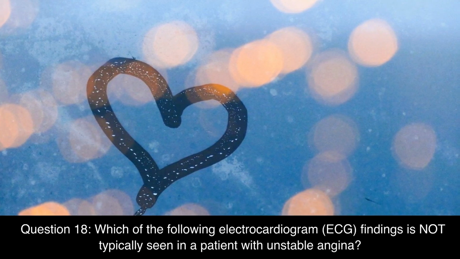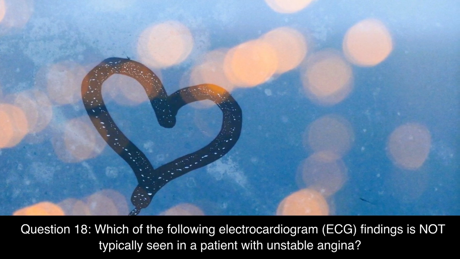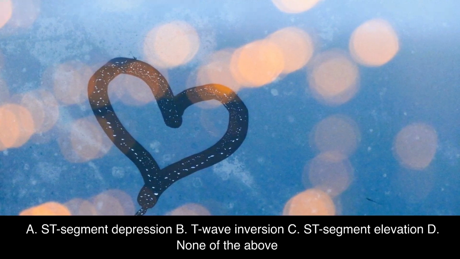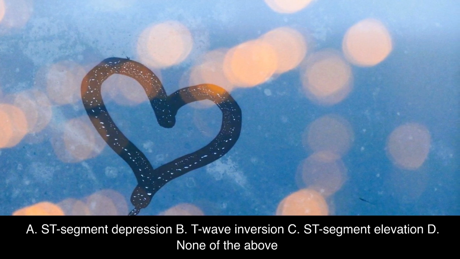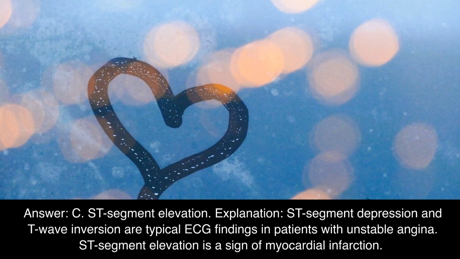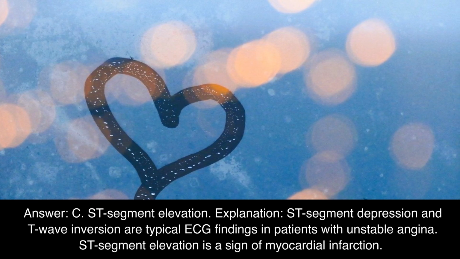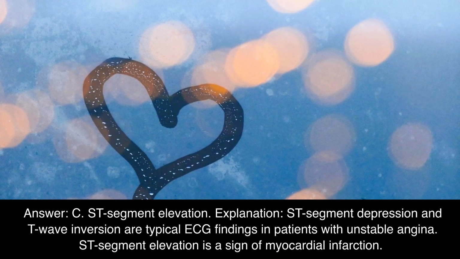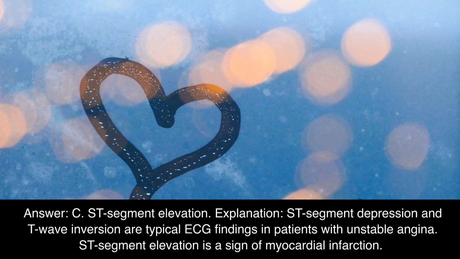Question 18. Which of the following electrocardiogram, ECG, findings is not typically seen in a patient with unstable angina? A. ST segment depression. B. T-wave inversion. C. ST segment elevation. D. None of the above. Answer: C. ST segment elevation. Explanation: ST segment depression and T-wave inversion are typical ECG findings in patients with unstable angina. ST segment elevation is a sign of myocardial infarction.